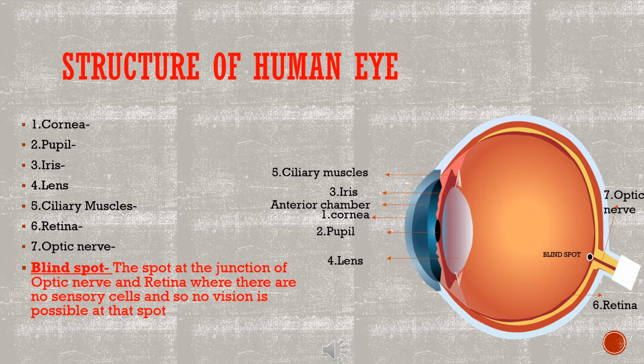The spot at the junction of the optic nerve and retina where there are no sensory cells at all, and no vision is possible at that spot, is known as the blind spot. Since there are no sensory cells at that junction, you cannot see anything at that point. If any image is falling at that point, you cannot see it. But if you change the position of the object, you can see it clearly. Such a point is there in your eye, known as the blind spot.